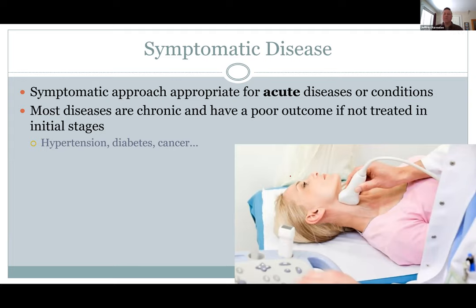So this approach, as people come in when they have symptoms, is good for acute conditions. You've got a broken bone, you have a cold. So you come in, you can talk about the symptoms, you can do some tests, hopefully quickly diagnose it and get them on a treatment plan.